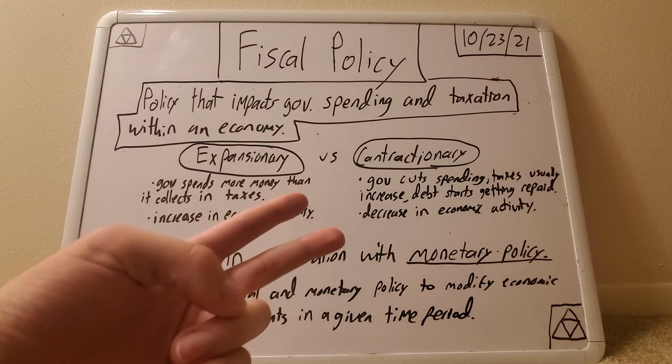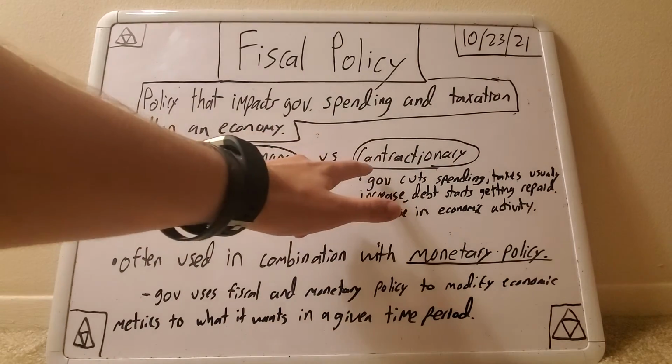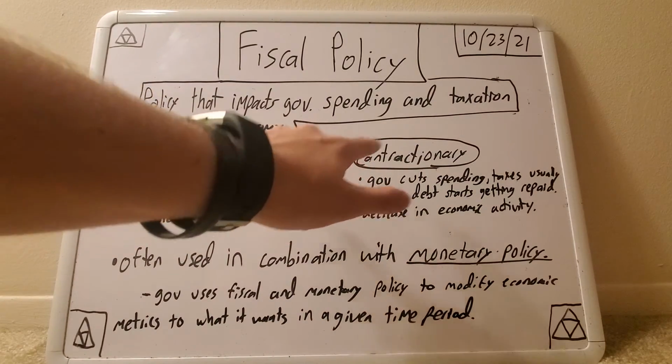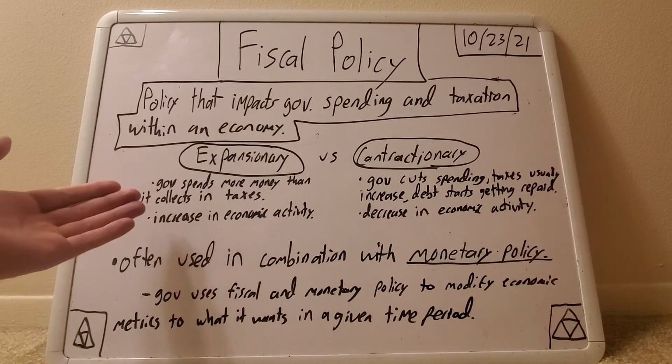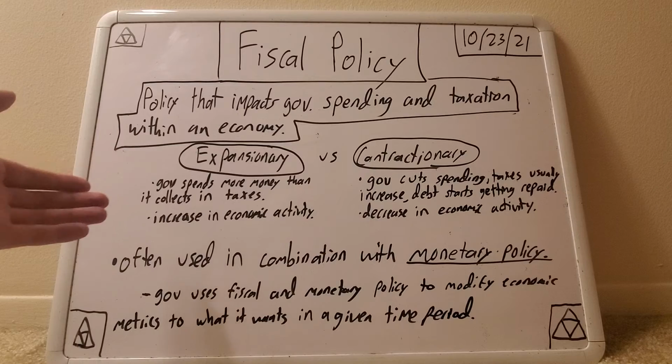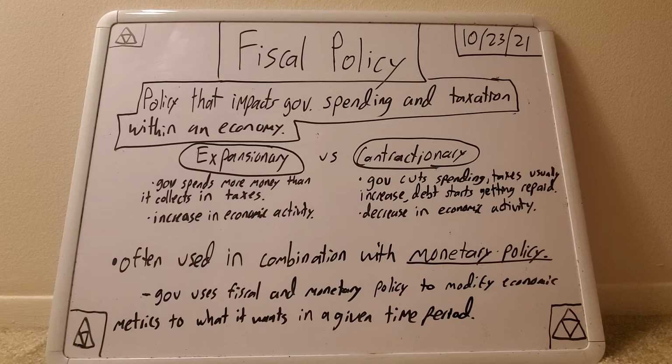There are two different types of fiscal policy. One is expansionary fiscal policy and the other is contractionary fiscal policy, and these two are exact opposites. So expansionary fiscal policy is when the government spends more money than it collects in taxes. Overall, this is going to be increasing economic activity.